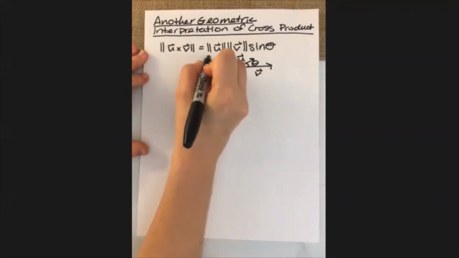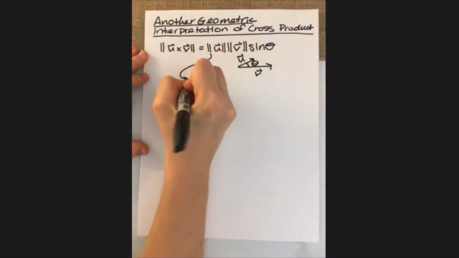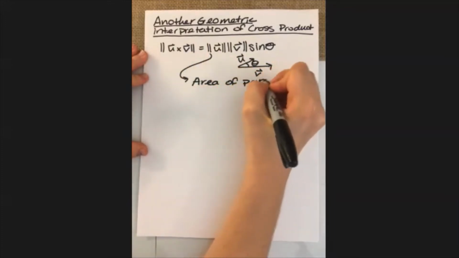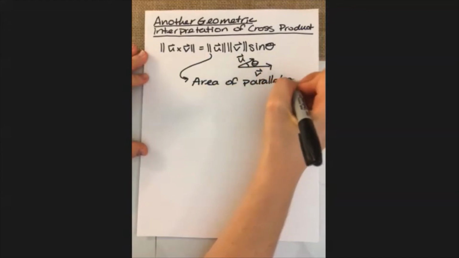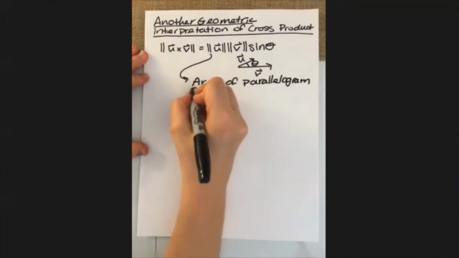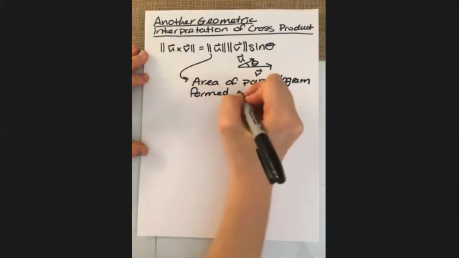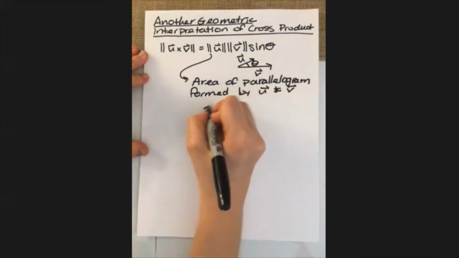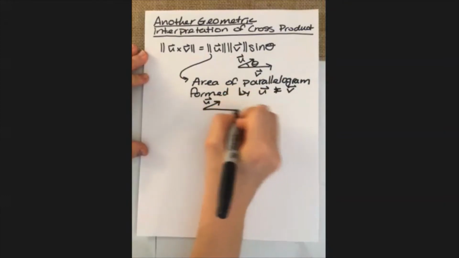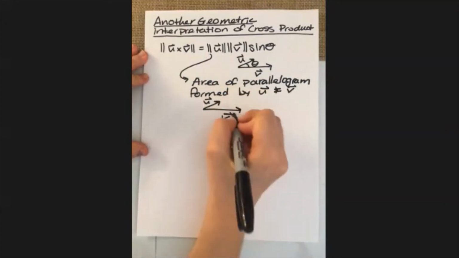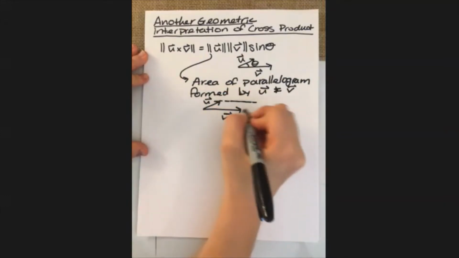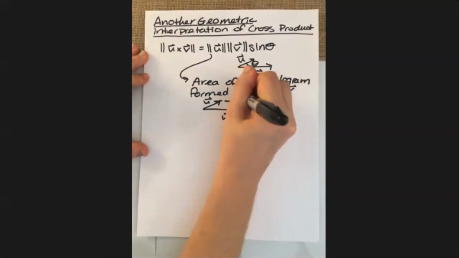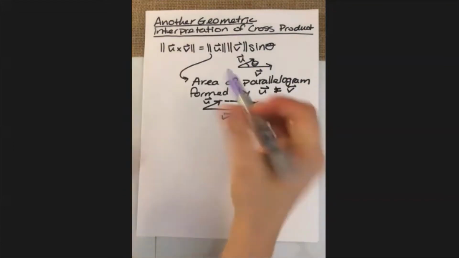So this will give you the area of the parallelogram formed by u and v. So if you have u like so, and v looks something like that, then it gives you this parallelogram right here, and the area that is contained inside of this.